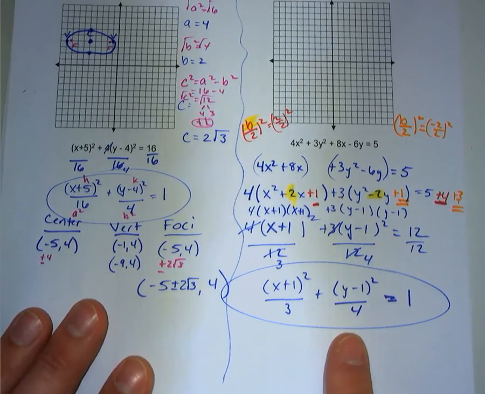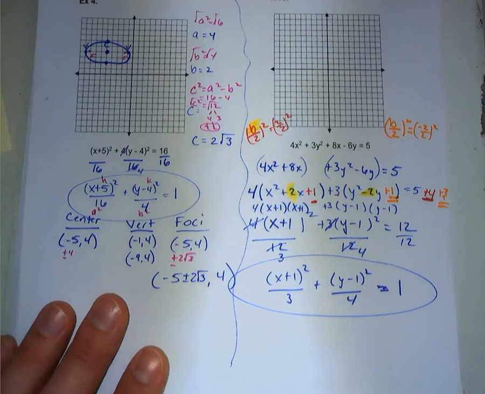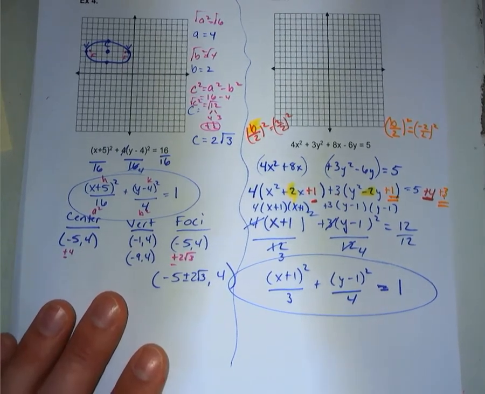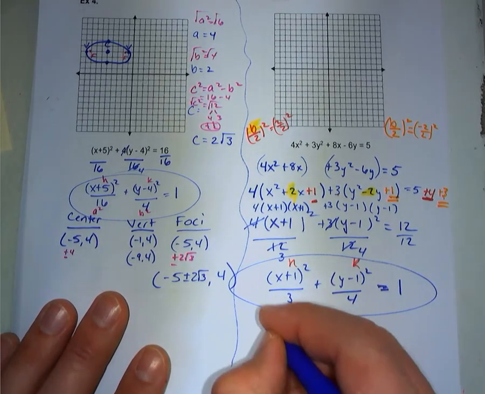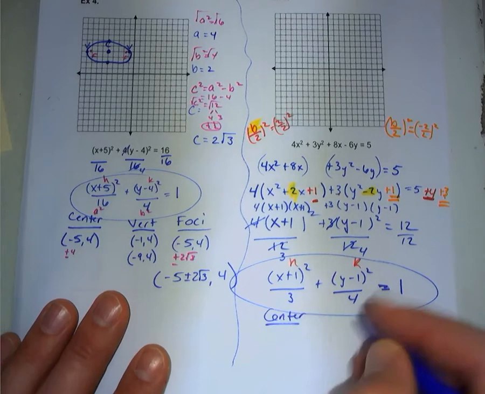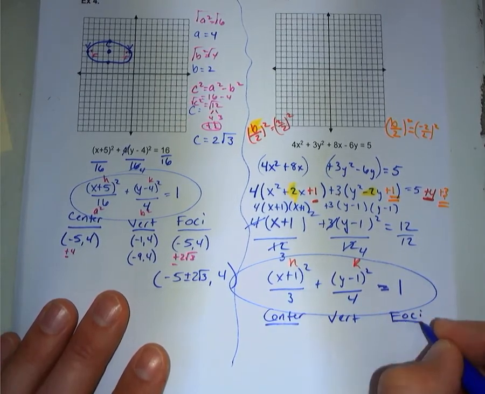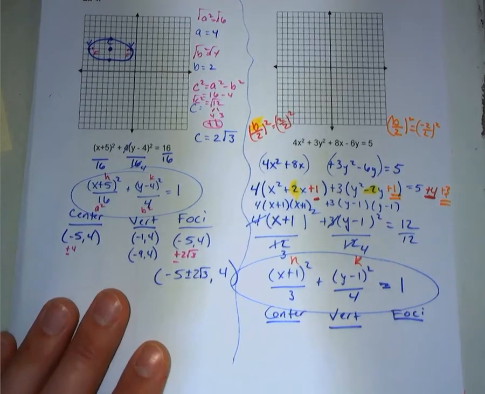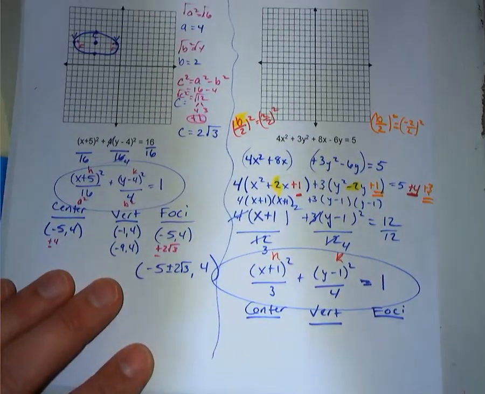Now we can graph this thing, right? So let me zoom out a little bit. Let's graph. Any questions of where I got this guy? Any questions? H, K, easy peasy. Center, vertices, foci. H and K, here we go. I'm going to have to zoom out a little bit more here.